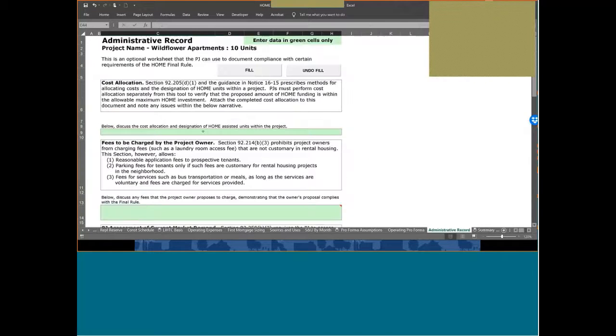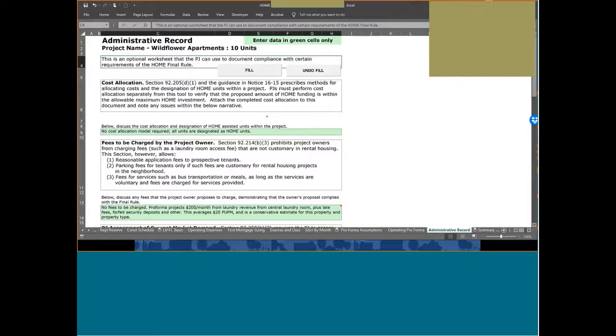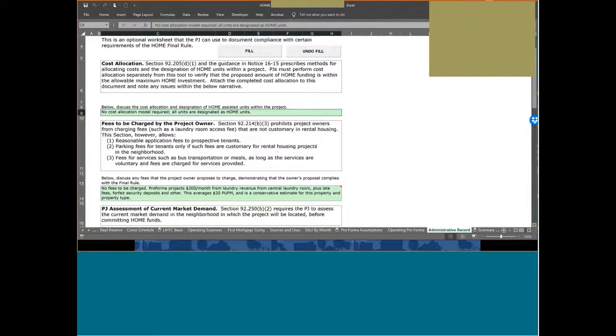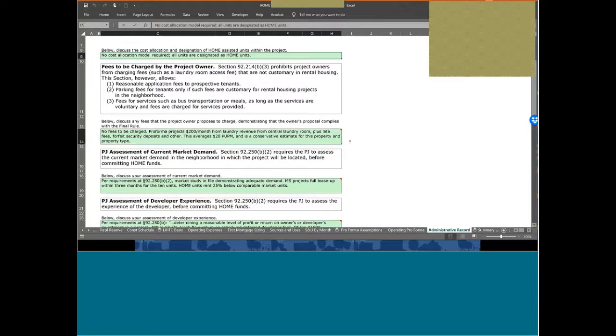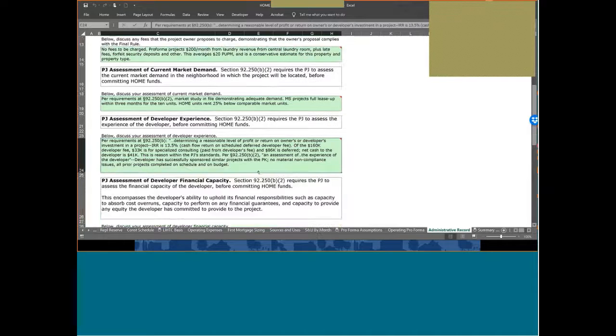In the administrative record, it's all comment boxes. I'm going to fill them in and just show you what I did. In this case, we could say that there's no cost allocation required because all of the units are home units. We could say that we've addressed 92-241B3 in this way. We've addressed B2, 250B2 in this way. You know, in many cases, you may have supporting documentation that exists elsewhere that you can point to.